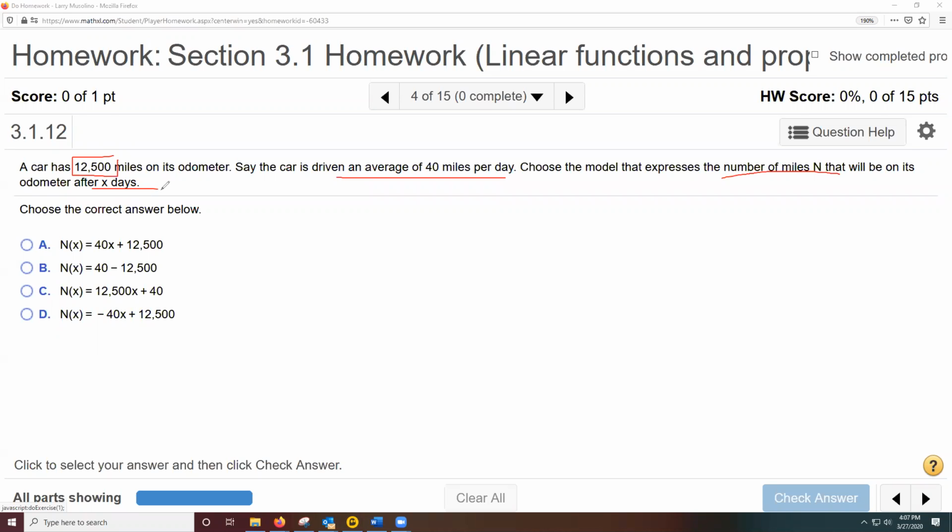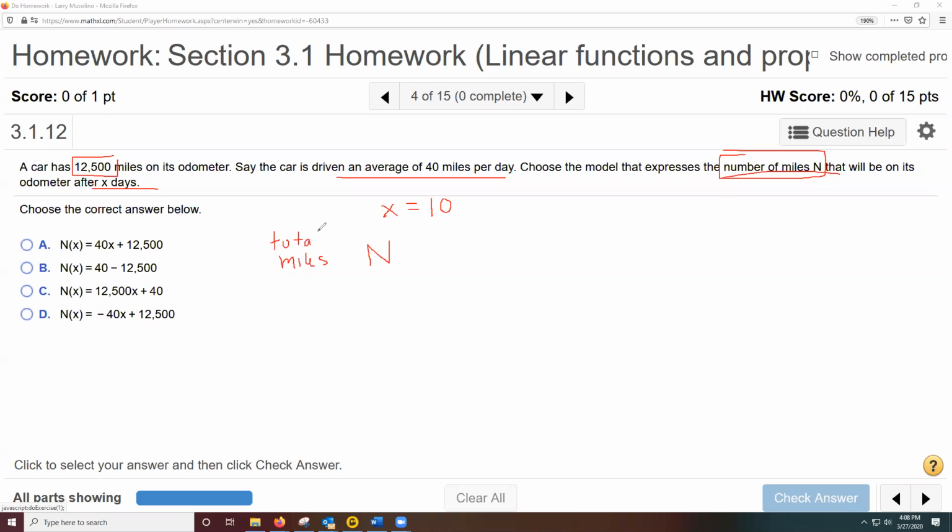All right, let me do a quick example here just to help me out. Let's say I was driving this car for 10 days. So x equals 10. And I want to know the number of miles. So n is the number of miles driven. And then I also want to know what's the total number of miles on the car. Remember, this is really asking us for the total number of miles. So let me write here, total miles on the car.